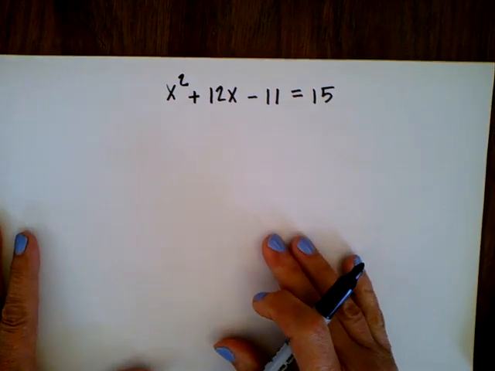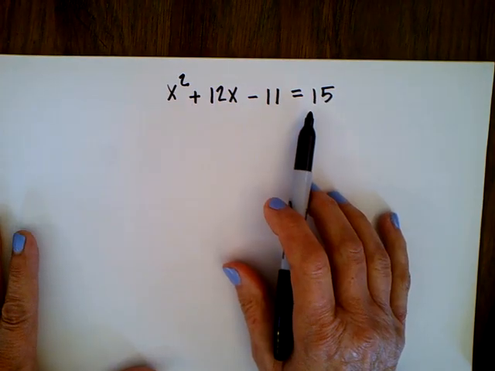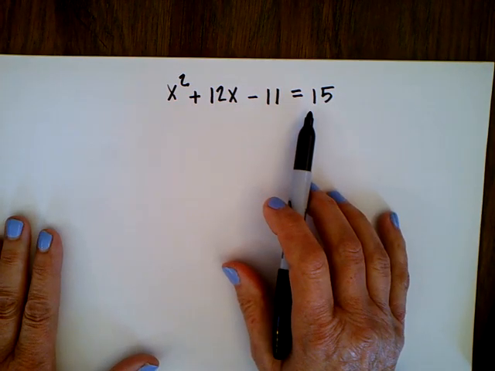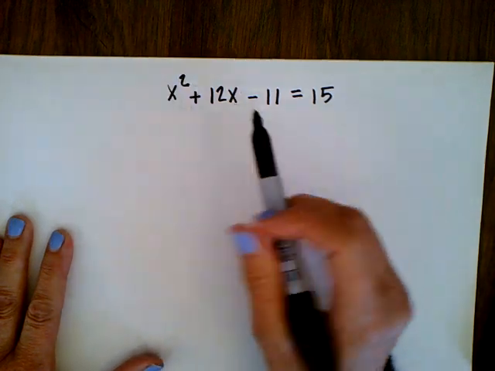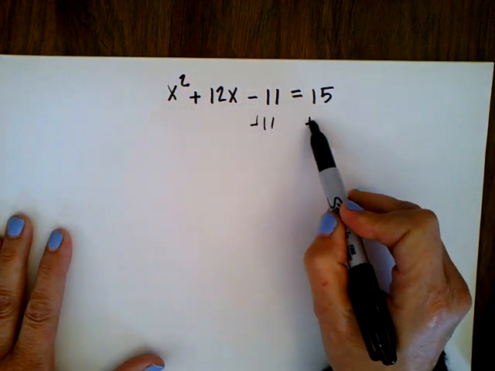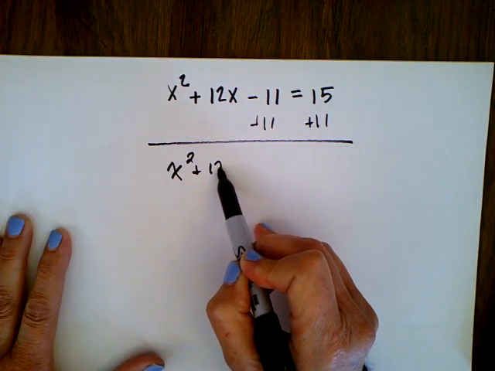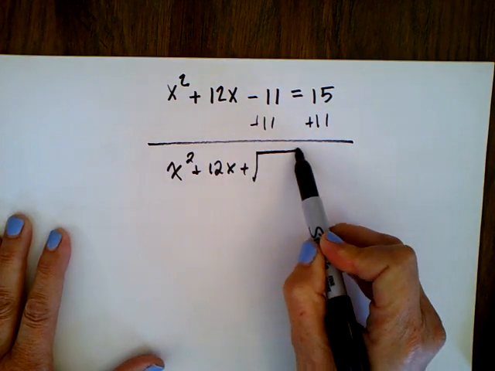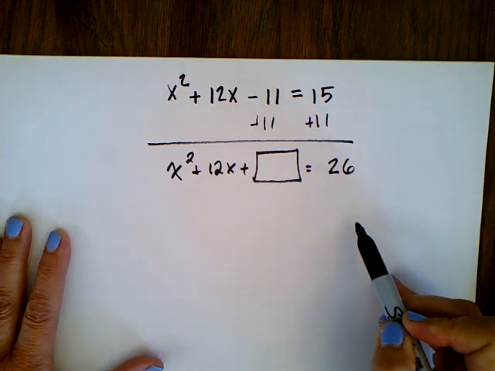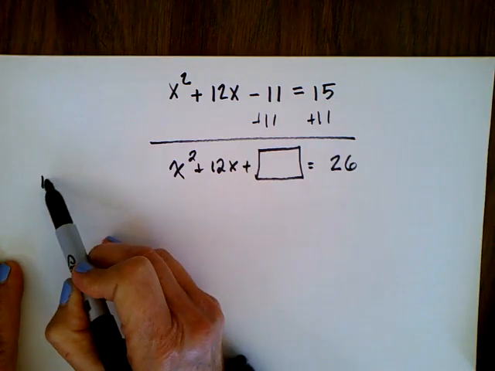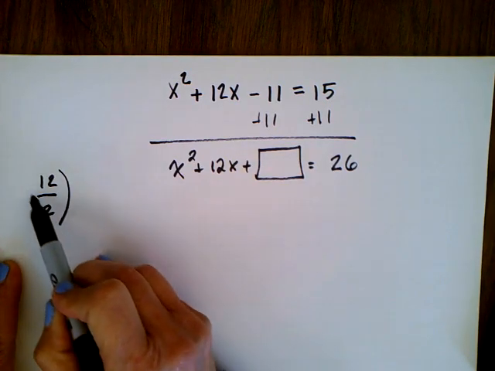With the next example, we've got some terms to combine. We're still going to solve by completing the square. So we set it up by isolating these. I'm going to move the 11 over. X squared plus 12x plus, remember, put your box, equals 26. Now we complete the square. Try and do it on your own before I finish my next step. Pause the video.